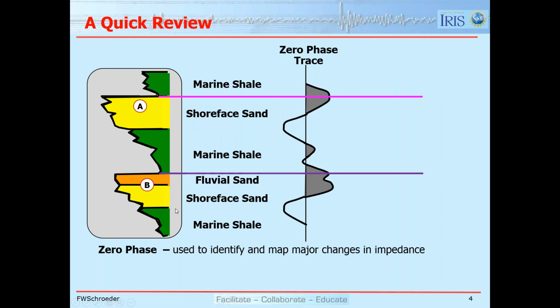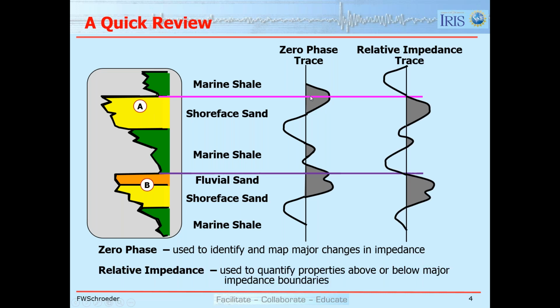So as a quick review, if we have a stack of lithology, such as shown on the left, if we generate zero phase data, what we will see is, at some of the major impedance boundaries, a peak or a trough. And so the zero phase data is good at detecting boundaries between different impedance zones.